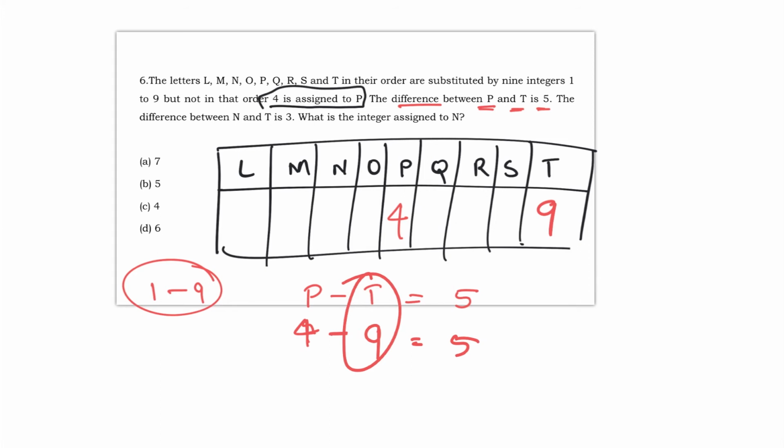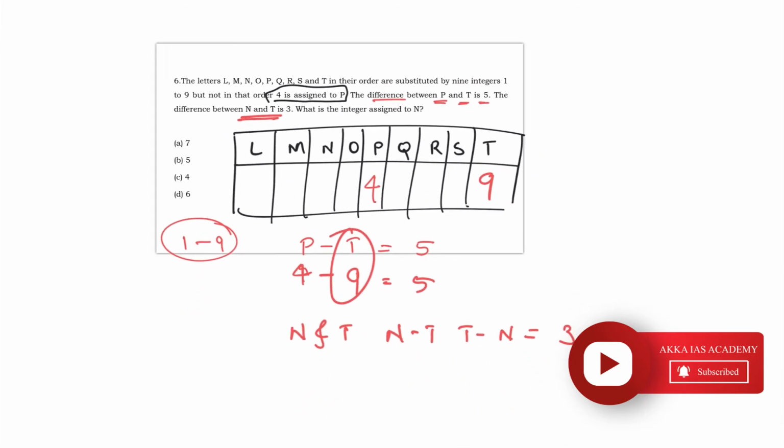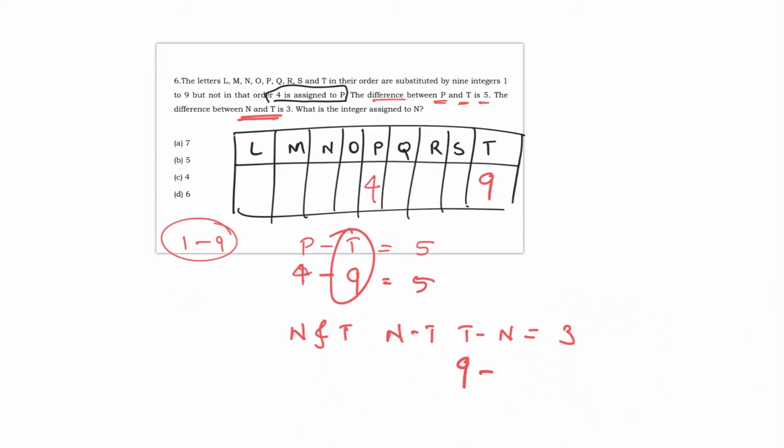So the difference between N and T is 3. So N minus T or T minus N, that will be 3 here, okay. So T 9 we are getting here, and we need to get 3 here. So 9 minus 6 will be 3 here, okay.